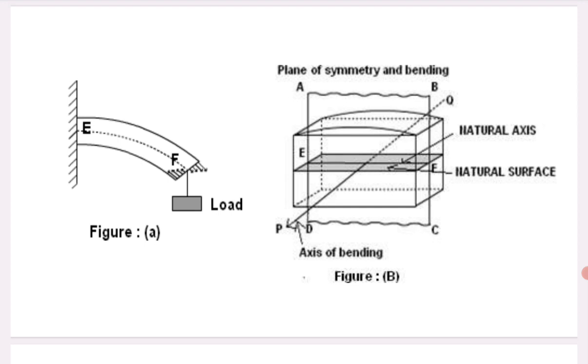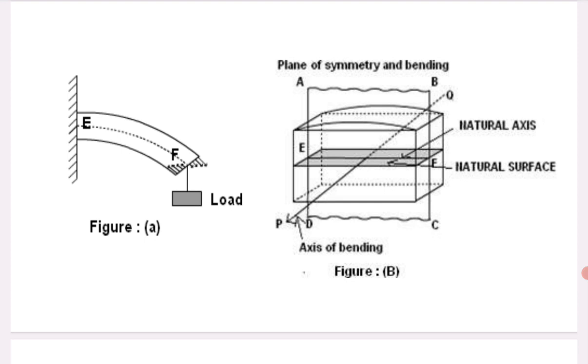Now you see this diagram, where EF is a beam, its end E is fixed to a rigid support, and the free end F is loaded, as shown in figure A. If it is loaded, it bends down. The upper surface takes a concave shape, and its lower surface takes a convex shape.